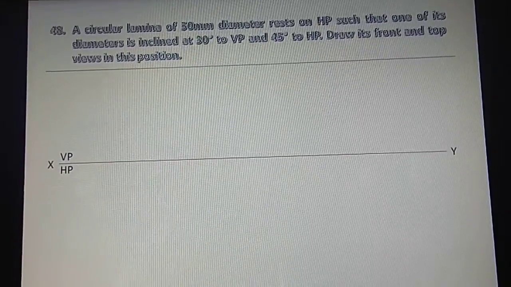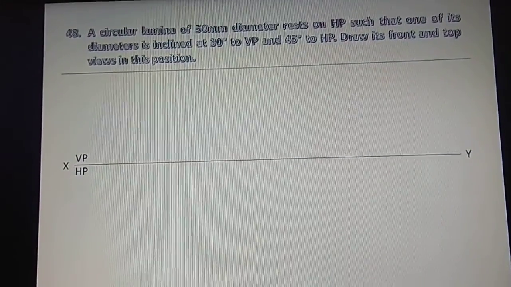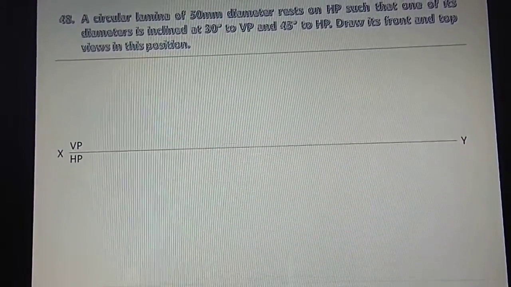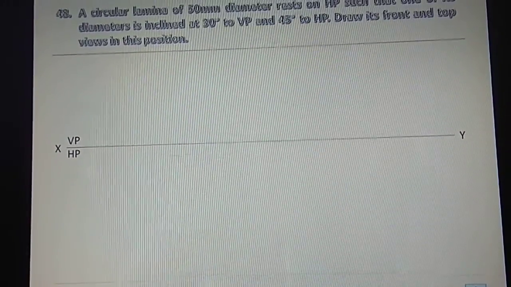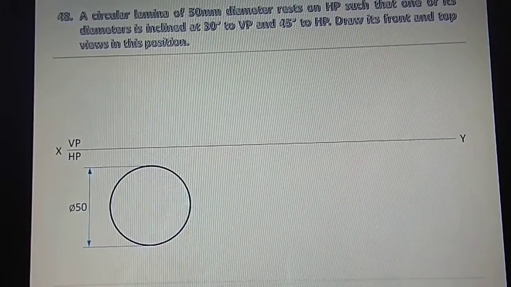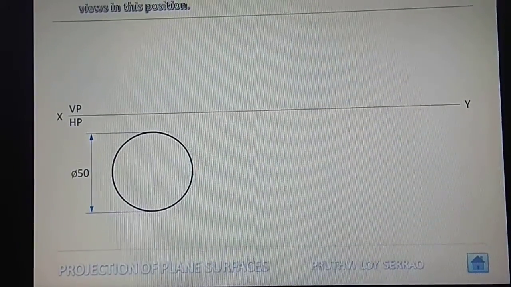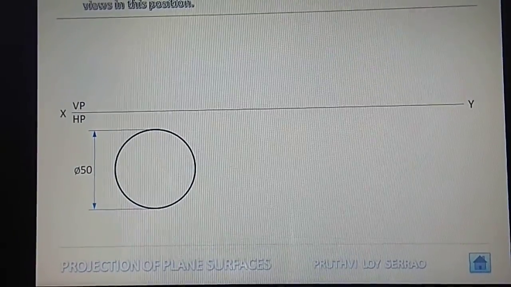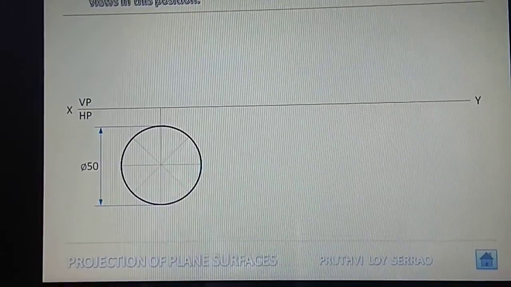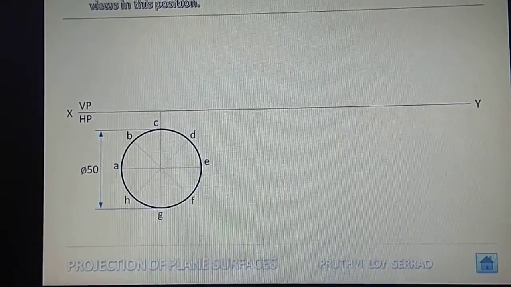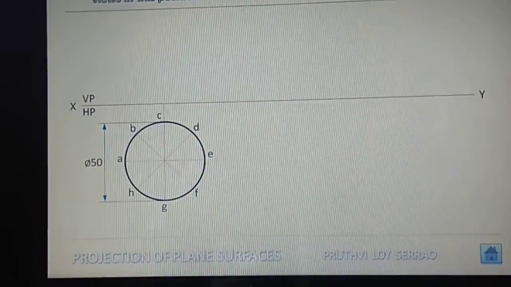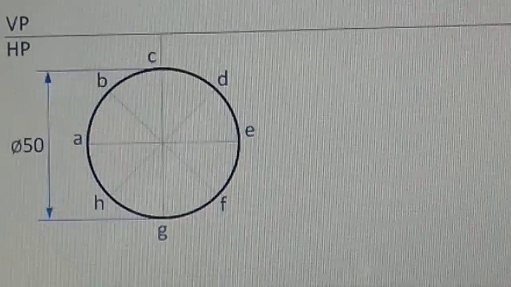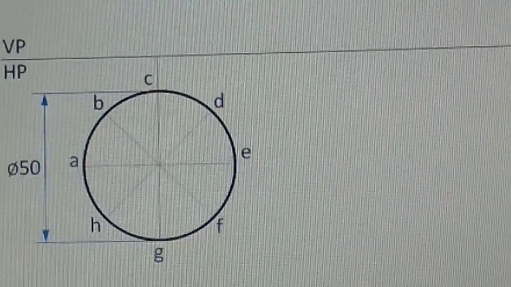First of all, we are going to draw the XY line. We have to show VP above the XY line and HP below the XY line. Then we are going to draw the circular lamina of diameter 50 mm. Then we are going to divide this circular lamina into 8 equal parts by considering an angle of 45 degrees. Each sector's included angle is 45 degrees.